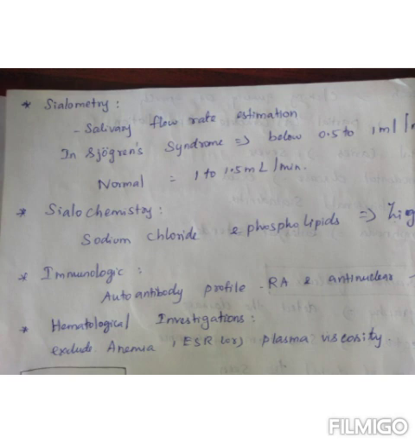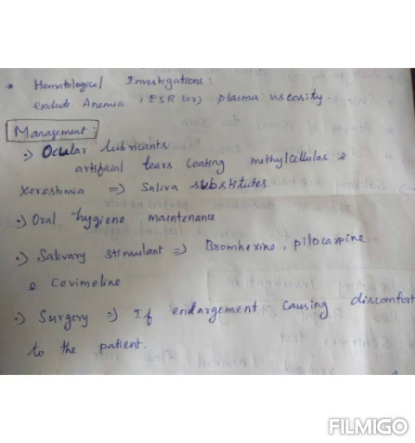So next, moving on to sialochemistry. Here the sodium chloride and phospholipid levels are high if the patient has Sjogren syndrome. So next, moving on to management.